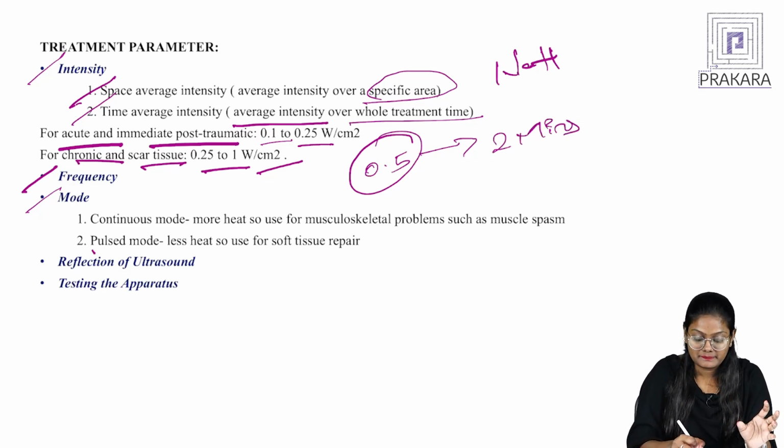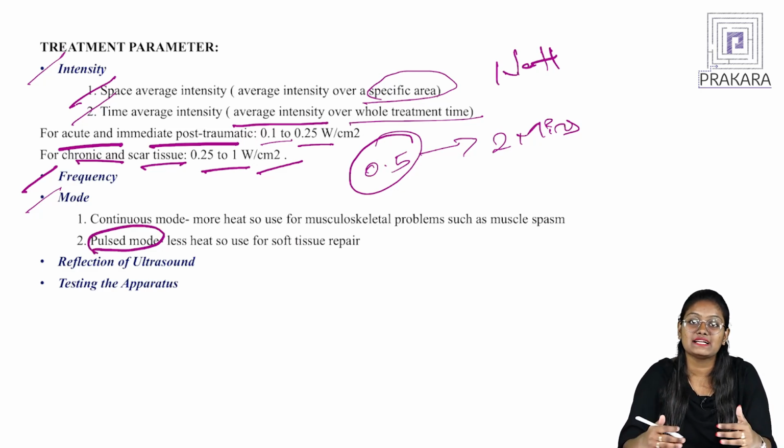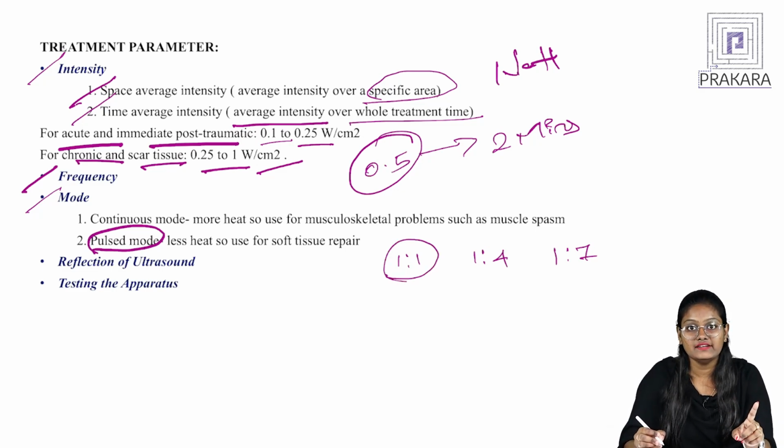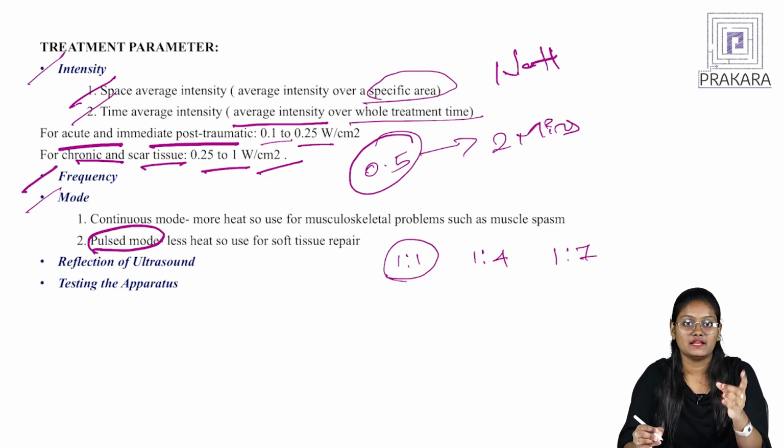Coming to the pulsed mode, this will not happen. It will be completely opposite. You will have various intervals, like 1:1, 1:4, 1:7. In the 1:1, for 1 millisecond the ultrasonic beam will pass into the patient's body, and for 1 millisecond there will be a pause. No ultrasonic beam will pass into the patient's body.